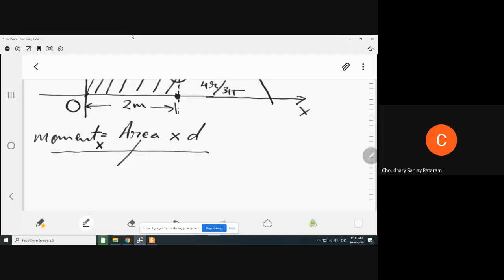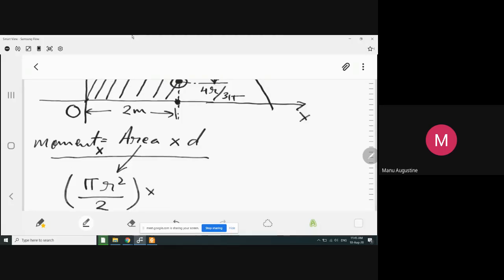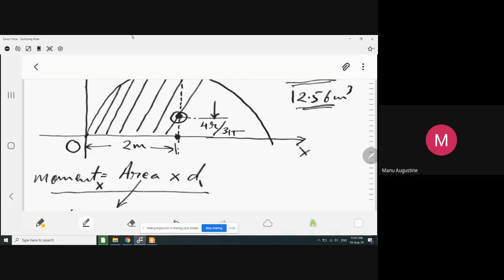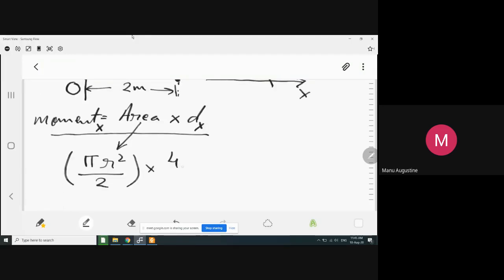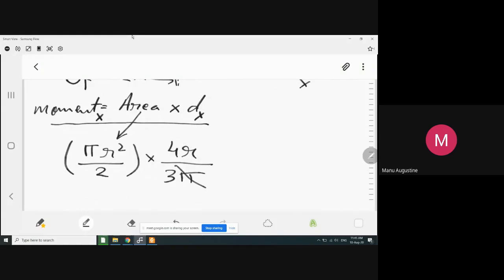Okay, let us see. Area is pi r square by 2. Again, area is the same. Multiplied by, now the distance that I'm asking is of the centroid from the x-axis. So I'm talking about this vertical distance from the x-axis, and this is 4r upon 3 pi. So now I will put 4r upon 3 pi. This is the distance of my centroid of the area from the x-axis. So pi and pi can be cancelled out. 2 and 4 will cancel out to give you 2. So this is 2r cube upon 3.